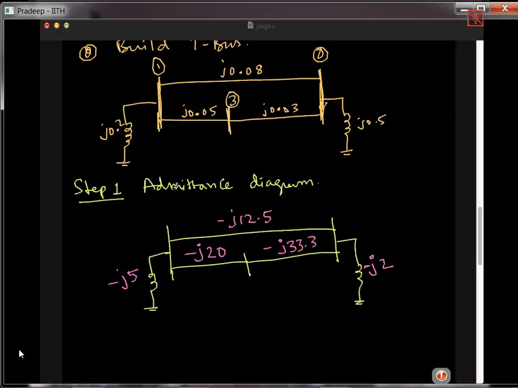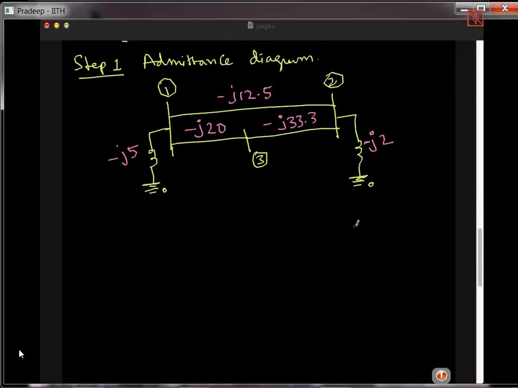So once step 1 is completed, let me put the bus numbers. So this is bus number 1, bus number 2 and bus number 3. This one, ground, you can consider all the time as bus number 0, because the voltage of the ground is always 0 volts. So once we have the admittance diagram, step 2 is you form the Y bus.